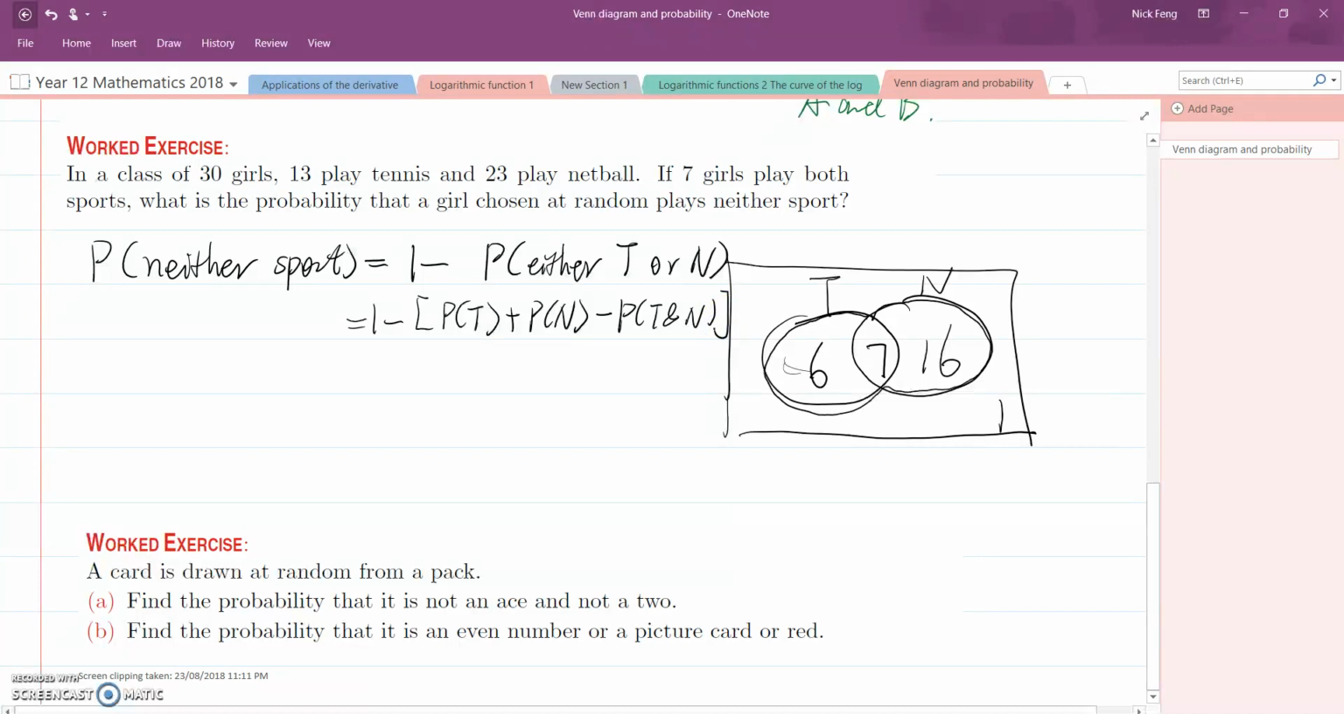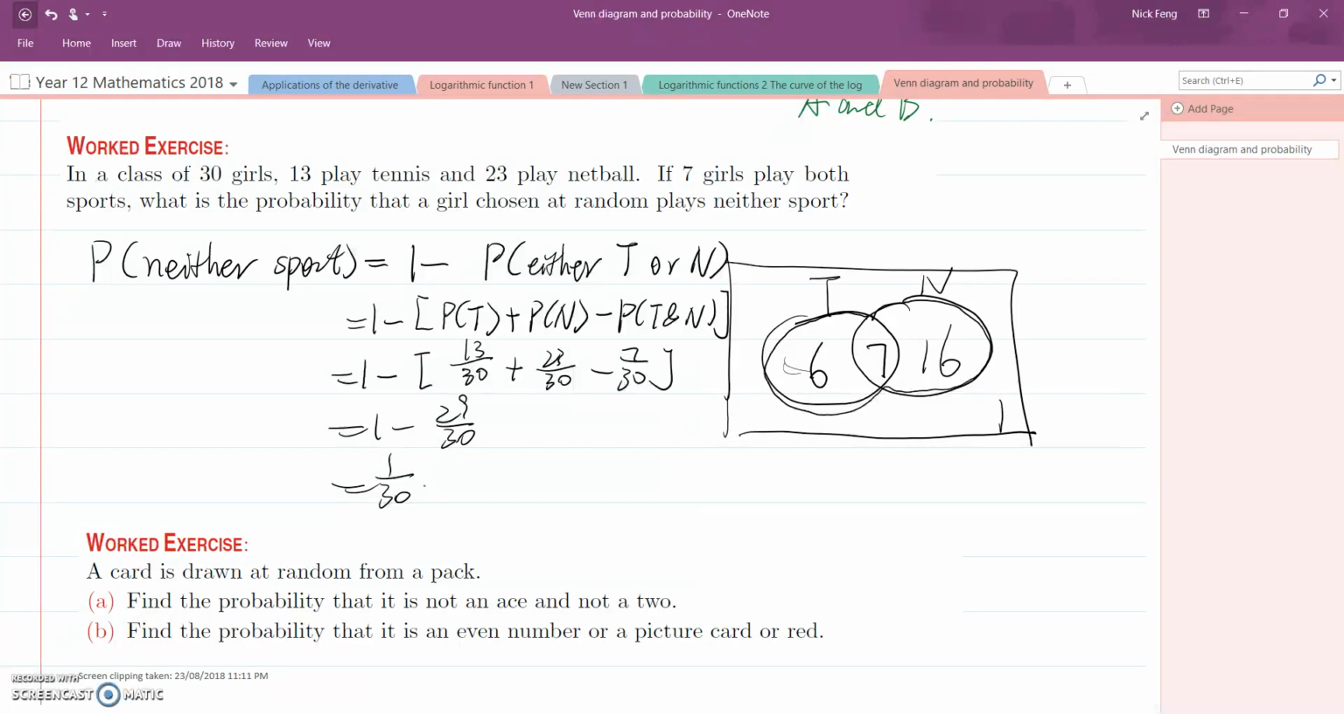Using our addition rule, what do you have? 13 plus 23 minus 7. Sorry, I need to rewrite this. 13 over 30 plus 23 over 30 minus 7 over 30, which is 1 minus 29 on 30. That will give you 1 on 30. Okay, so this is how we use the so-called addition rule in probability.